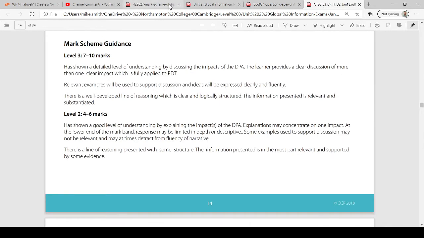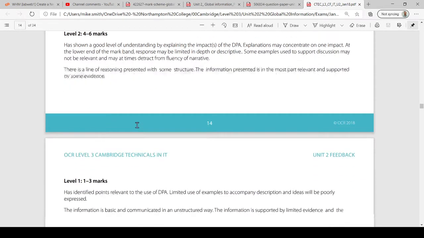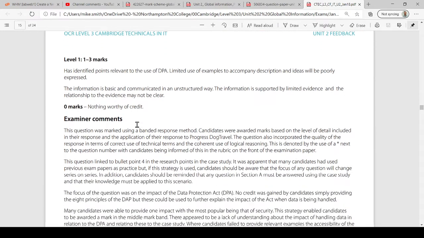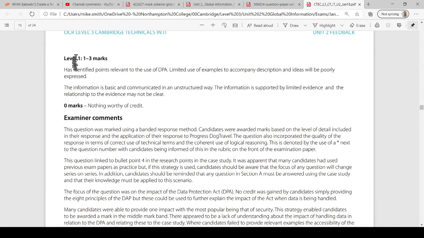Before we look at the actual mark scheme here, it would be useful to see how they break it down. So you can see that there is clearly 3 tiers in terms of the way that these kind of questions are marked by the exam board. So if you're at a level 1 response, then you've identified some points that are relevant, but you haven't really used any examples or referred back to the case study to support your argument. So your answer's a little bit basic.